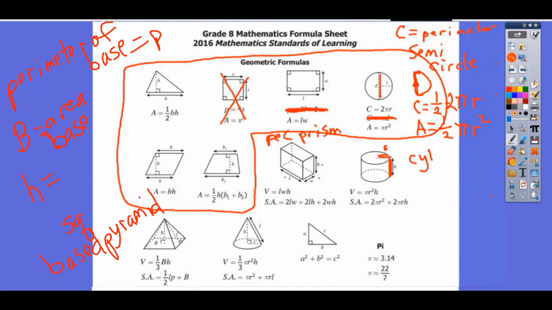So again, like the previous example, if your side is 5, 5 plus 5 plus 5 plus 5 is 20. Or, since it's a square, you can do 5 times 4 is 20 for the perimeter of your base. All right? Then you have plus big B, same as in the volume formula, side times side gives you the area of your base.